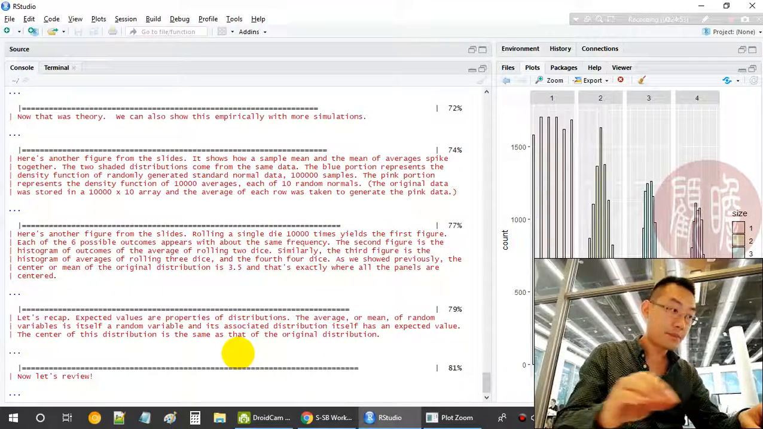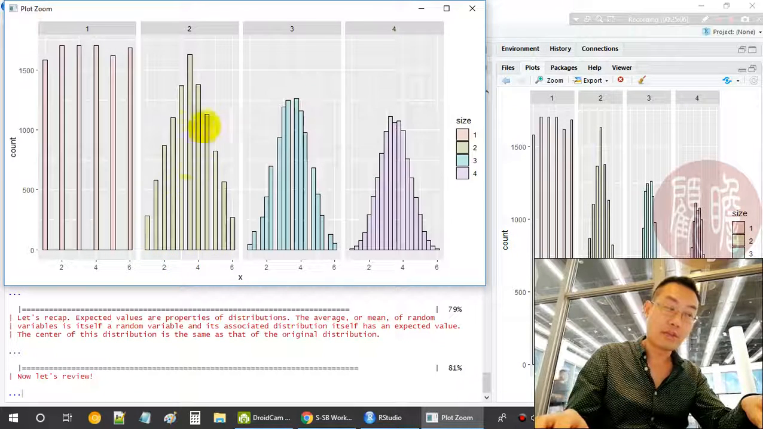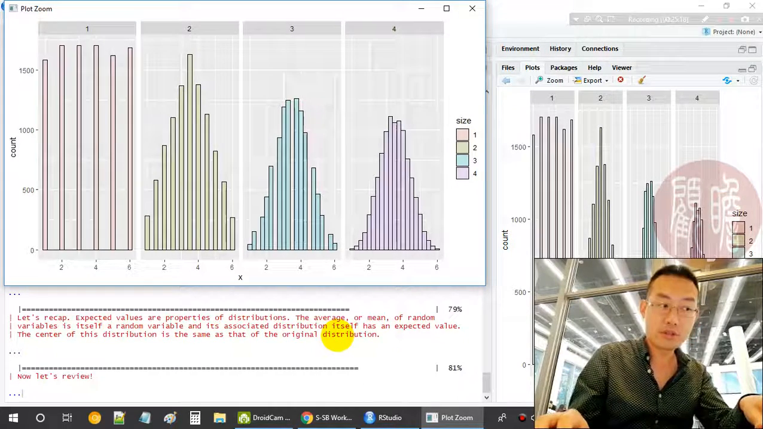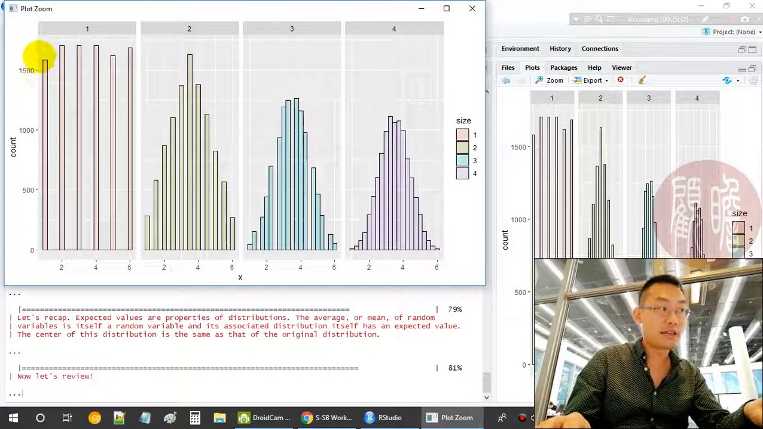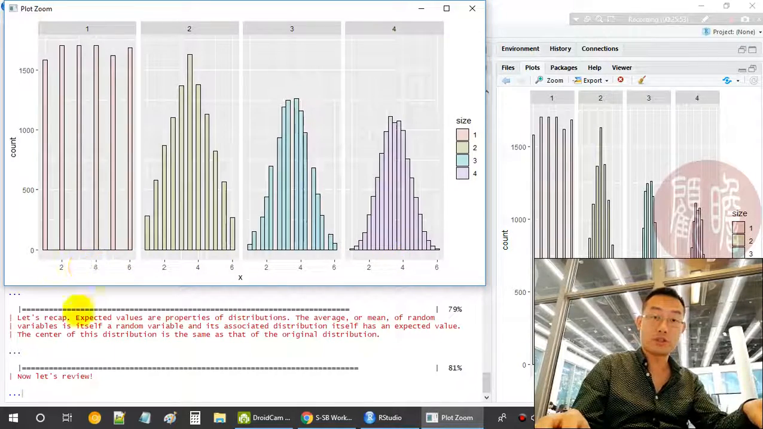Okay, so let's recap. Expected values are properties of the distribution. The average, or the mean value, is itself a random variable, so the random variable forms a different shape. That's the distribution. The center of this distribution is the same as that of the original distribution. For a fair die, the original distribution's expected value is 3.5. If you throw one die many times, you will get roughly the same number of faces for the six different values. So we get 3.5, and all the rest show that the mean of the sample means is centered at 3.5, the same as the original distribution.